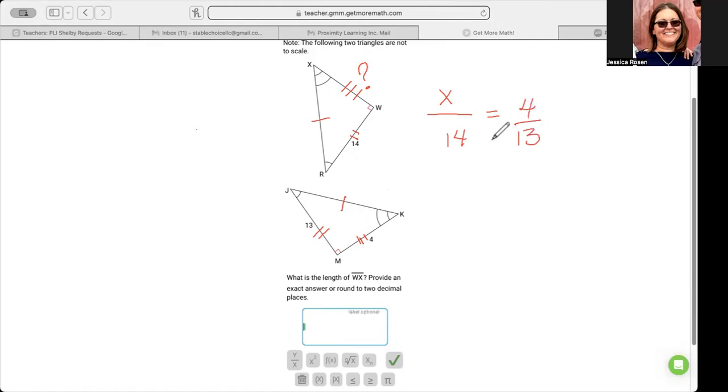And then we just cross multiply and divide. So that's going to get me 56 divided by the same thing I'm dividing by here, which is dividing by 13. Gets us x equals 4.31. In your calculator, it's going to get you 4.307. Remember, you have to round it correctly.